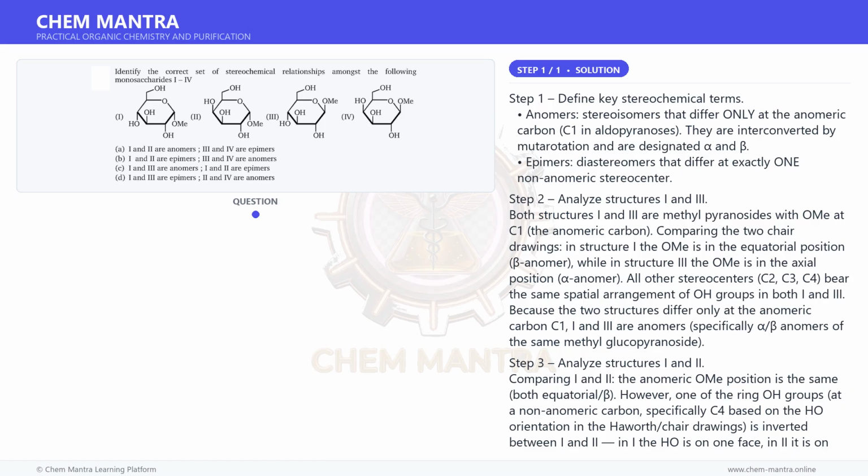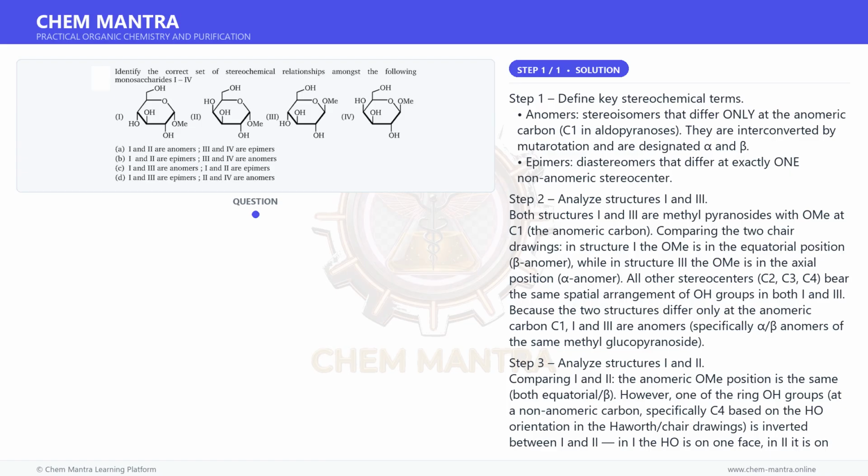Step 3. Analyze structures I and II. Comparing I and II, the anomeric OMe position is the same, both equatorial beta. However, one of the ring groups at a non-anomeric carbon, specifically C4 based on the HO orientation in the Haworth chair drawings, is inverted between I and II.